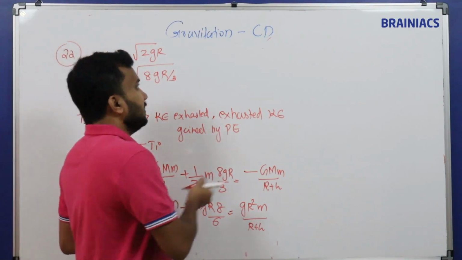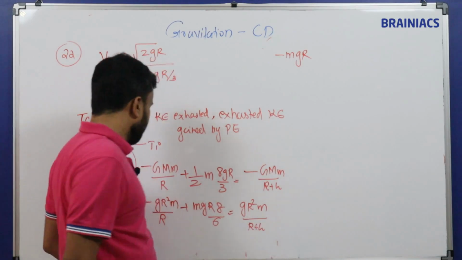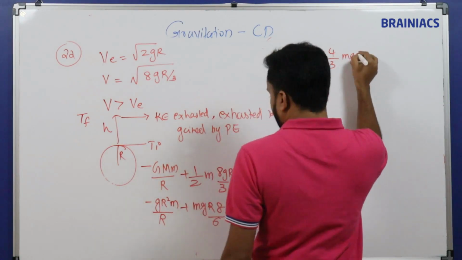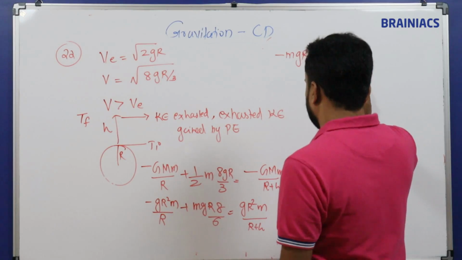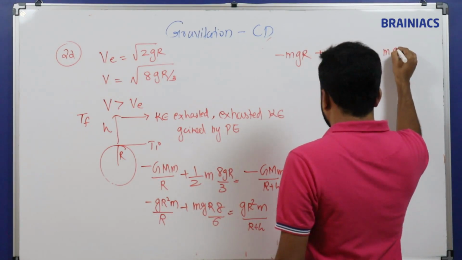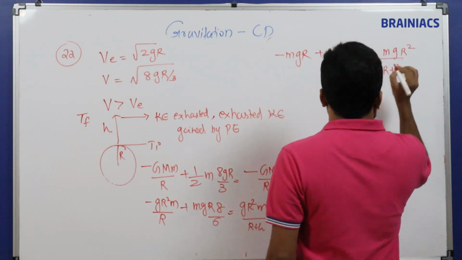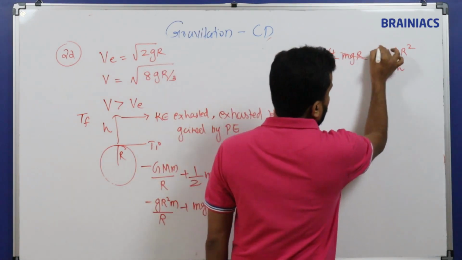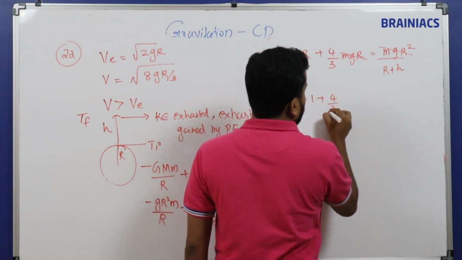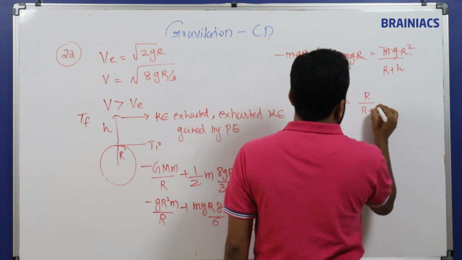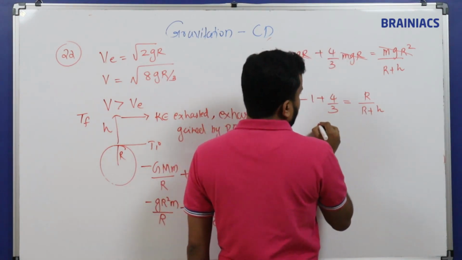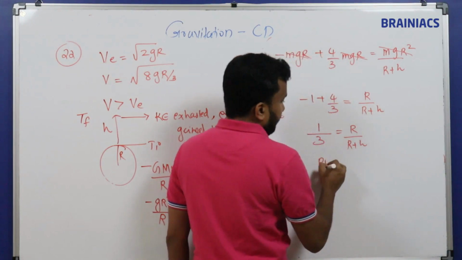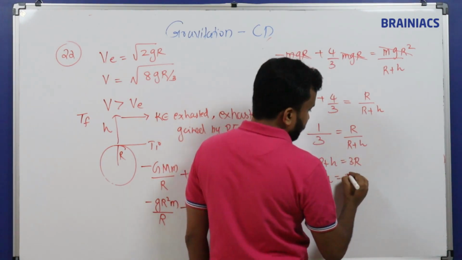We'll simplify this one. This is minus mgR, minus mgR, R cancels, and this is 8 by 6 which becomes plus 4 by 3 mgR, right? 4 by 3 equals mgR squared divided by R plus h. So R everywhere gets cancelled. mgR cancels. Minus 1 plus 4 by 3 is equal to R divided by R plus h. Minus 3 plus 1, that is 1 by 3, equal to R divided by R plus h. So R plus h is equal to 3R, h is equal to 2R.